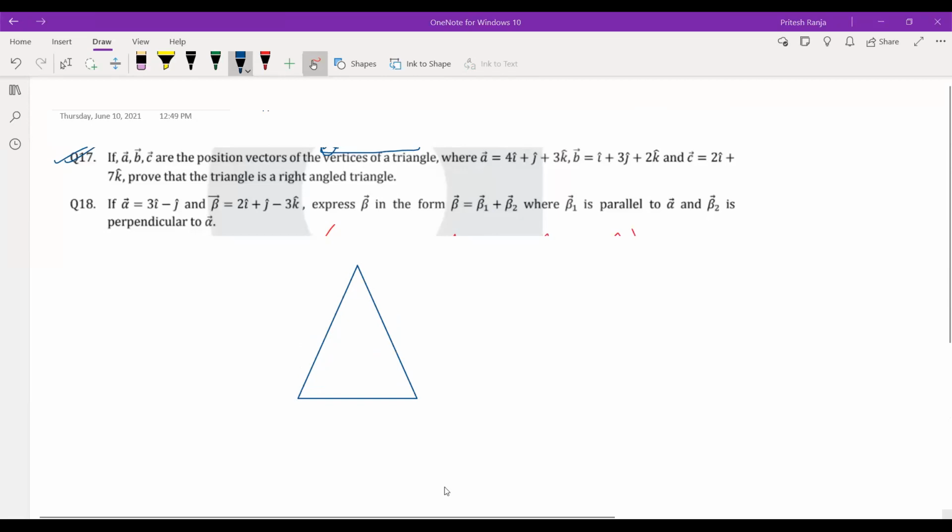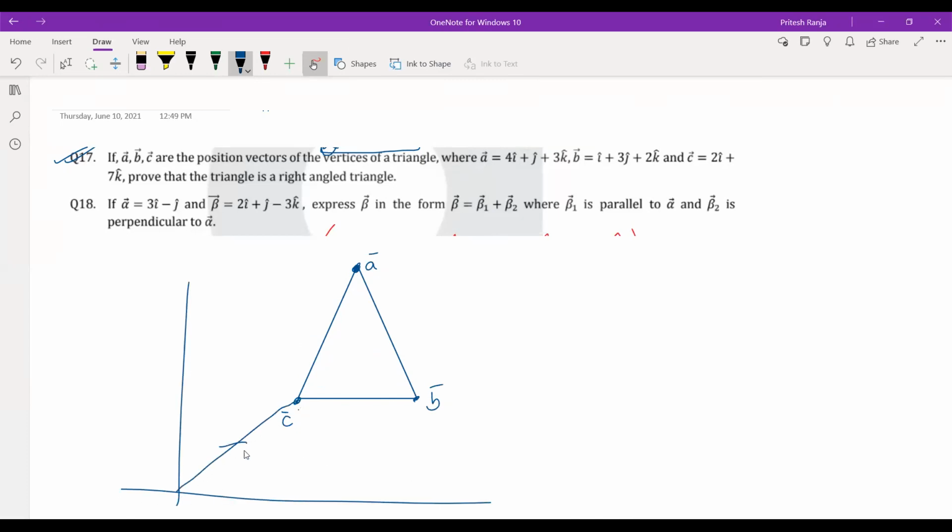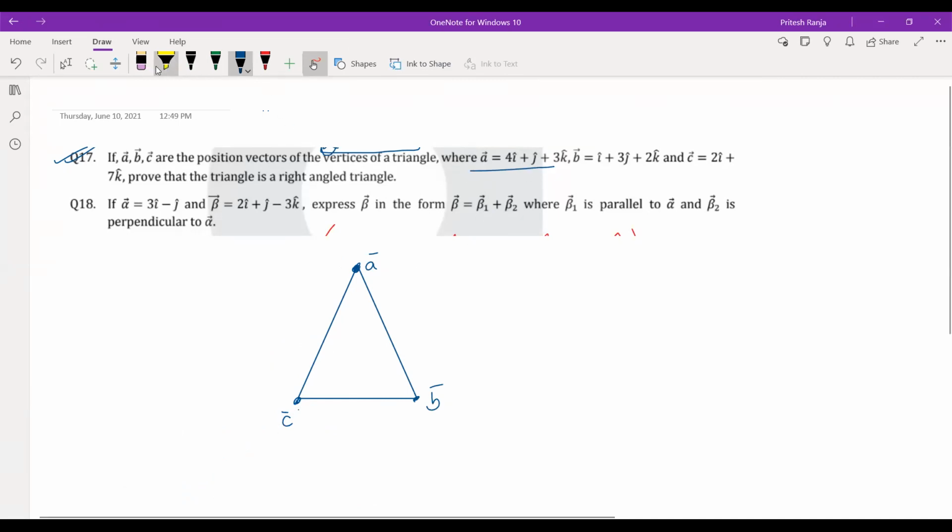A vector, b vector, and c vector, they are the position vector of vertices. तो मान लिया ये है, इसका है a vector, इसका है b vector, और ये point है c vector, right? Position vector, that means from the origin, that means this is c vector, right? This is b vector, this is a vector. So you can understand that.